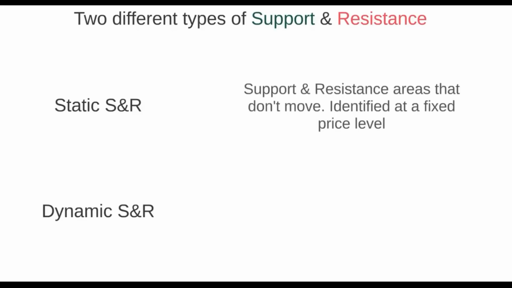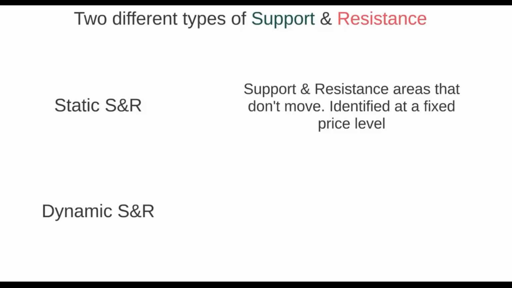There are different types of support and resistance levels, and I like to split them up into two categories: static support and resistance and dynamic support and resistance. Static, as the name suggests, are support and resistance areas that don't move. They are identified by the specific price level that the historical price action has shown them to be at. This is the main type of support and resistance people know and refer to when they talk about it.